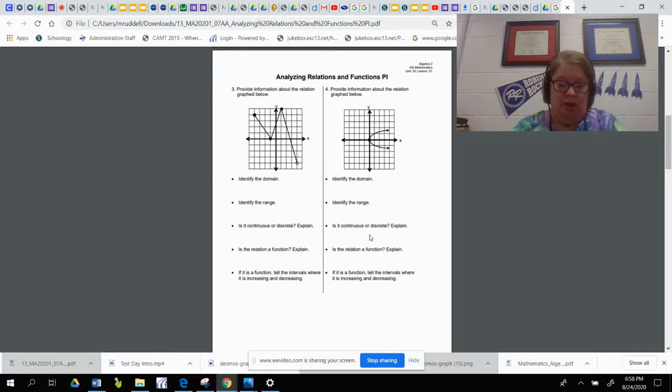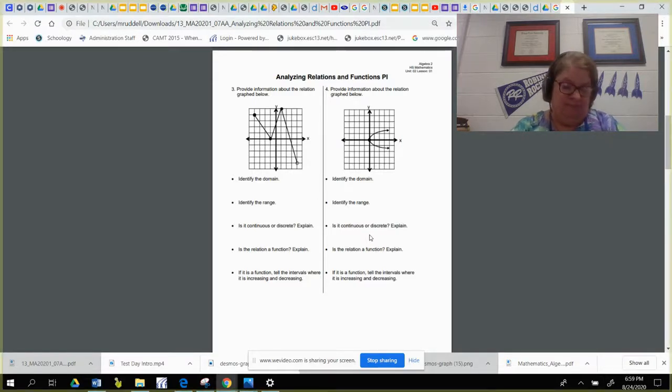All right. You'll notice here that these points are not connected. What does that tell us? We know that this is discrete, because the points are not connected. Is it a function? Yes, because anywhere you draw a vertical line, it's only going to cross once.